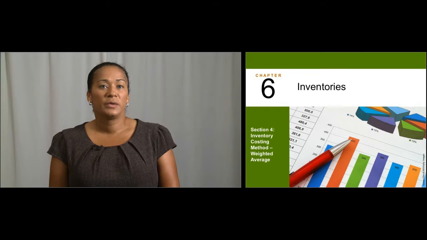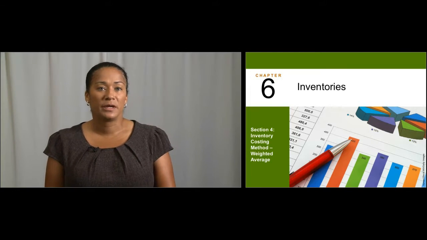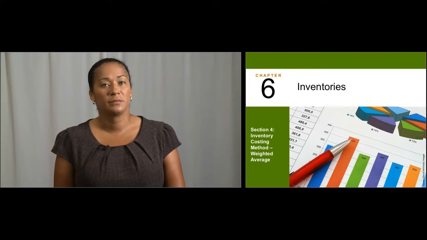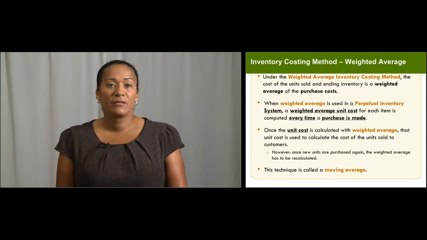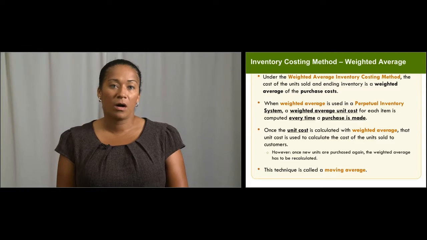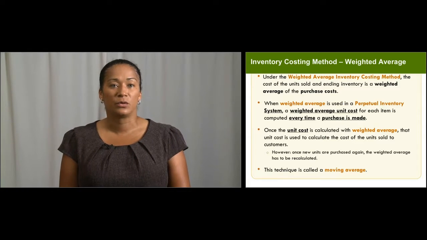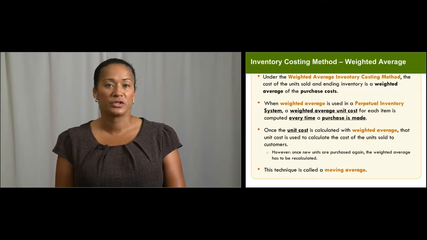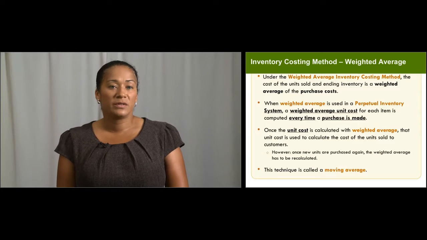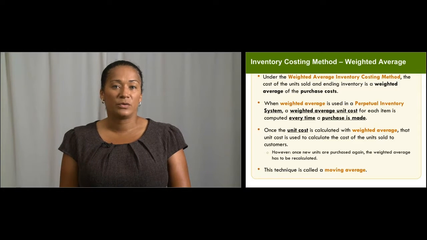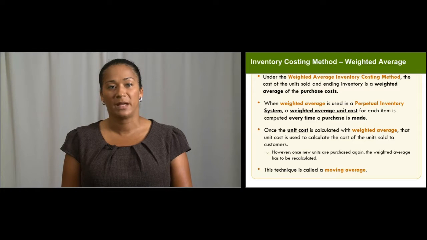This lesson will show you how to determine the cost of inventory under the perpetual inventory system using the weighted average cost method. Under the weighted average inventory costing method, the cost of the units sold and ending inventory is a weighted average of the purchase costs. When weighted average is used in a perpetual inventory system, a weighted average unit cost for each item is computed every time a purchase is made.